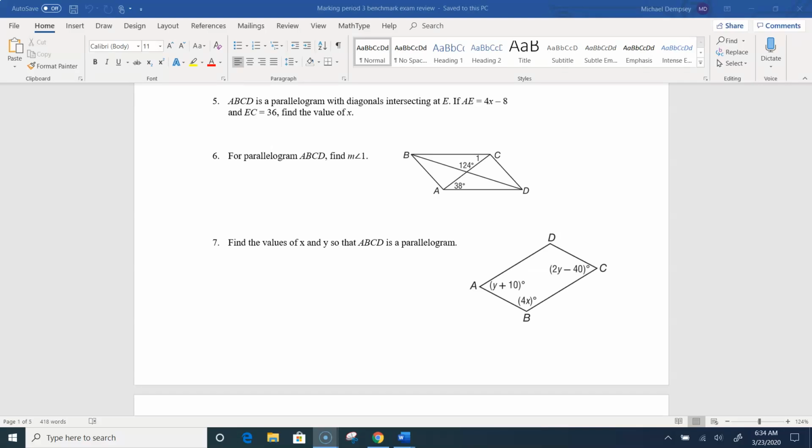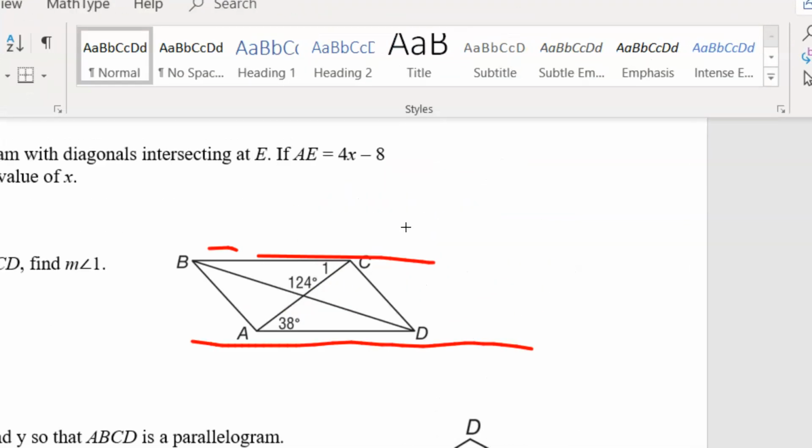Okay, number 6, we want to find angle 1. Remember, in a parallelogram, opposite sides are parallel. So BC is parallel to AD. So I have parallel lines, and I cut them with a transversal here. This AC is basically a transversal. So angle 1 has to be equal to 38 degrees. This is a review from our parallel lines in the previous chapter, but the property there, those are called alternate interior angles, right? Angle 1 and the 38, they're alternate interiors, so that's why they're equal. So measure of angle 1 is just 38 degrees. It's right there in front of us.